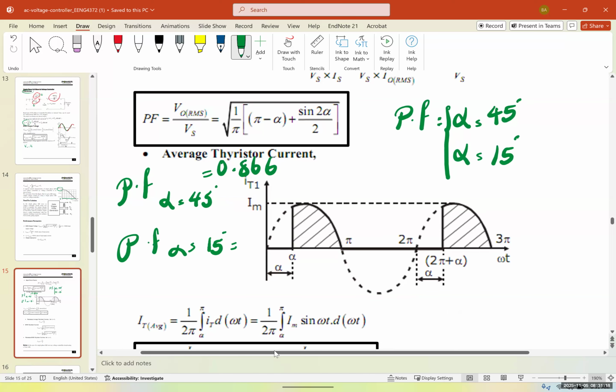Now, I'm going to give you this as an exercise to solve at home, and I'll give you the results next week. It's going to be pretty straightforward.